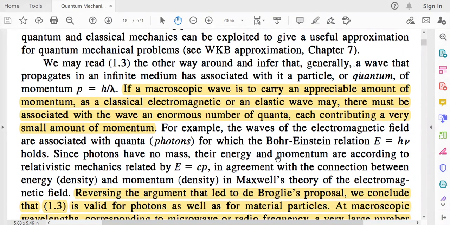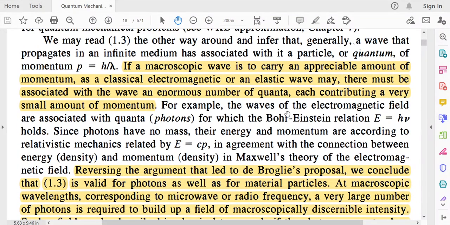For example, the waves of the electromagnetic field are associated with quanta or photons, for which the Bohr-Einstein relation E equal to h nu holds. Since photons have no mass, their energy and momentum are, according to relativistic mechanics, related by E equal to c times p, in agreement with the connection between energy and momentum in Maxwell's theory of the electromagnetic field.